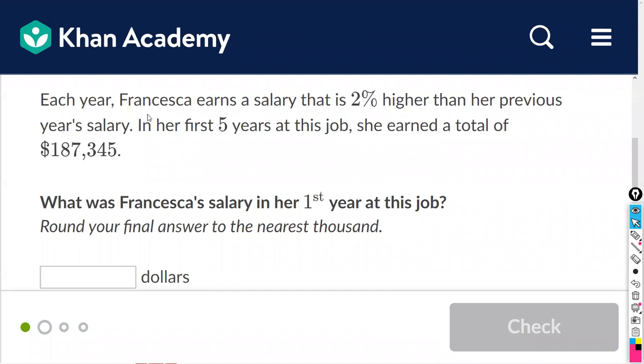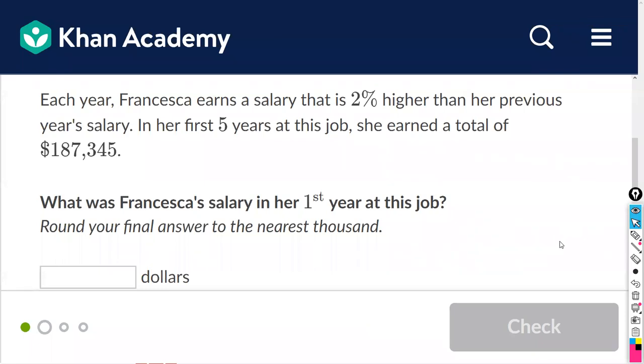It says each year Francesca earns a salary that is 2% higher than her previous year's salary. In her first 5 years at the job, she earned a total of $187,345. What was Francesca's salary in her first year at the job? Round to the nearest thousand.